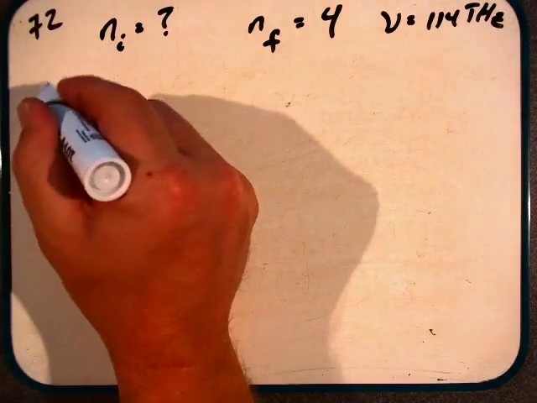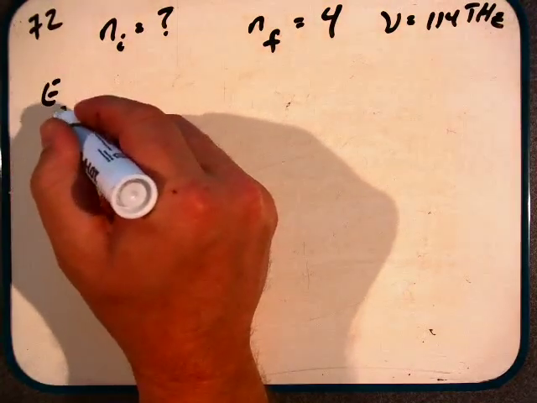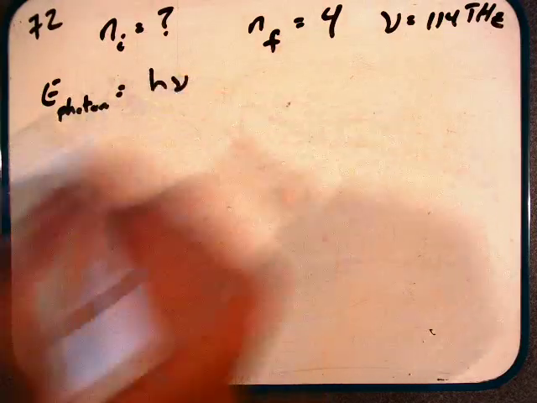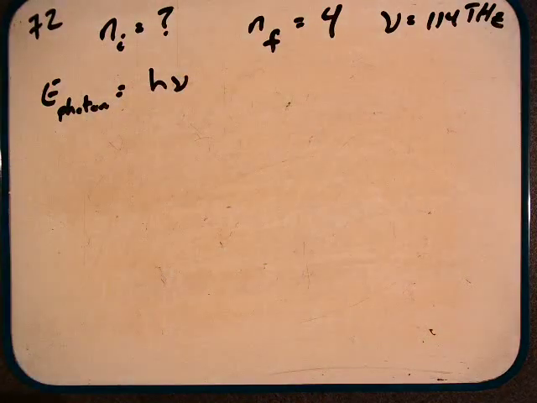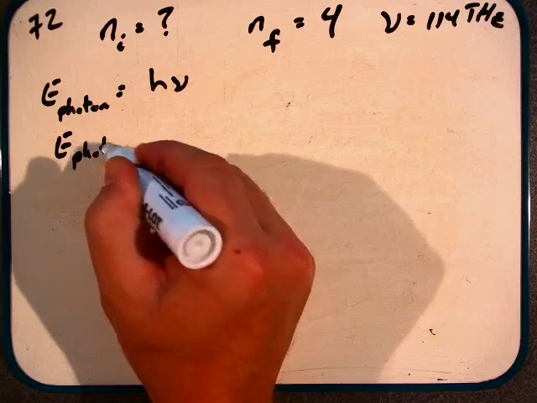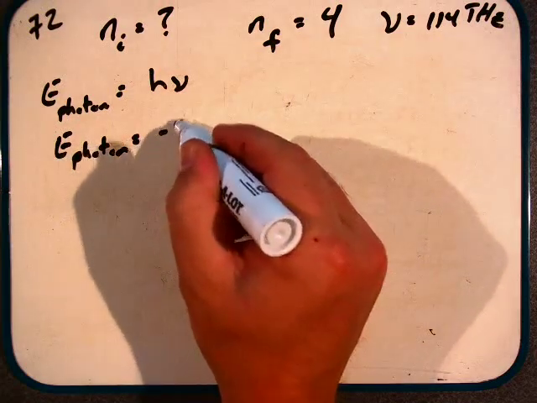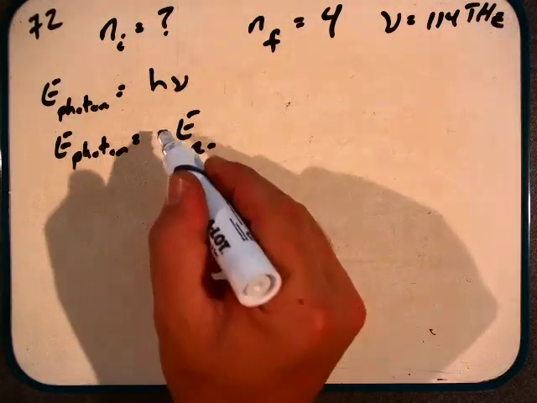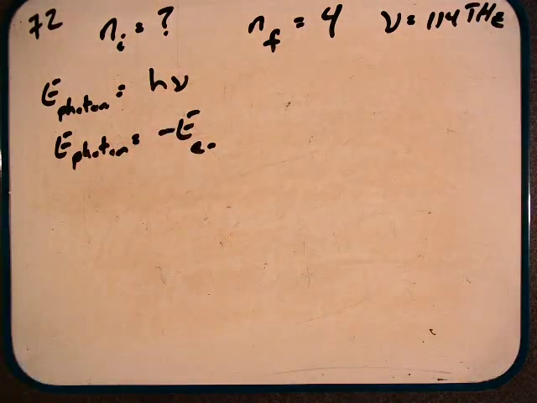And so we really want to use two expressions. We want to solve for the energy of the photon, and we can do that by simply taking Planck's constant times frequency, and then we need to relate that energy of the photon to the energy of the electronic transition. And remember, that's equal in magnitude but opposite in sign, so that's why we have the negative energy of the electron.